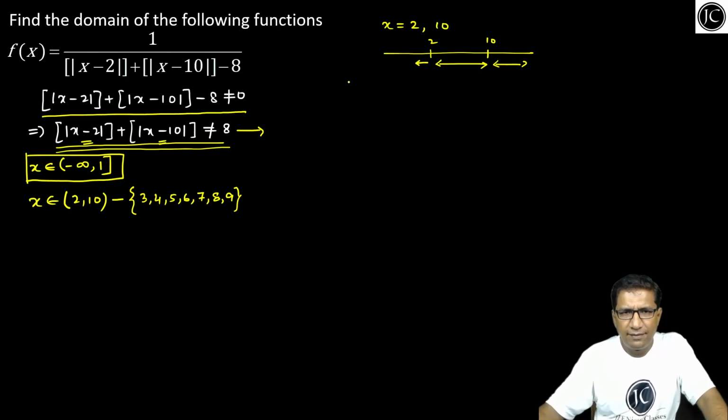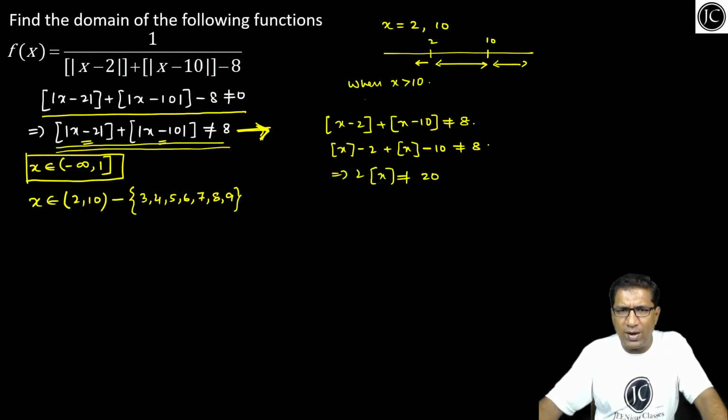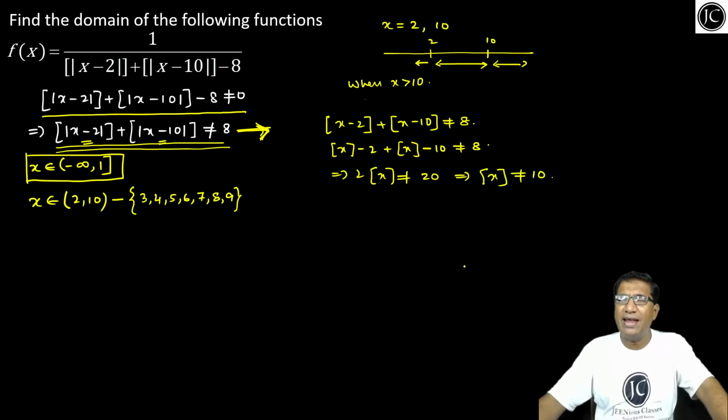Now when x is greater than 10, then what will happen? Now this one will become, why? Because in this case, both this x minus 2 and x minus 10, they will be positive. So we can write this thing like, so we are having 2 box of x is not equals to 20. That implies box of x is not equals to 10, right?